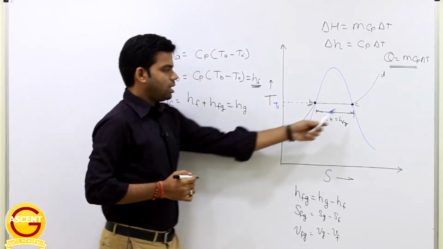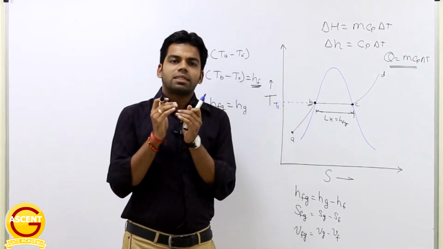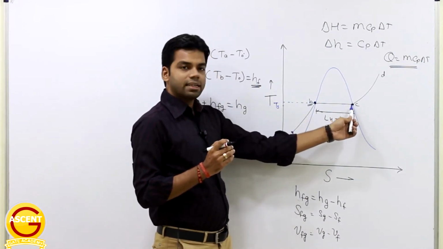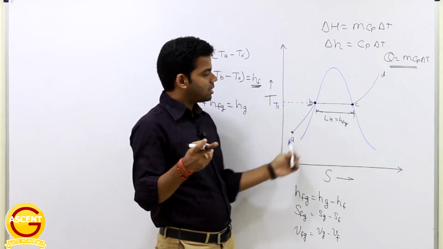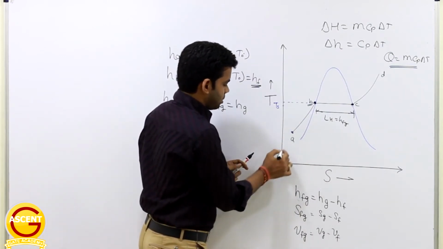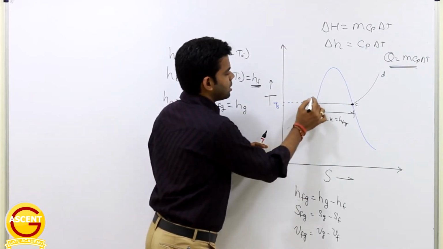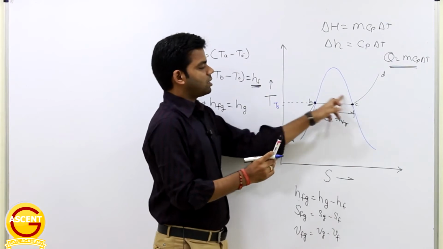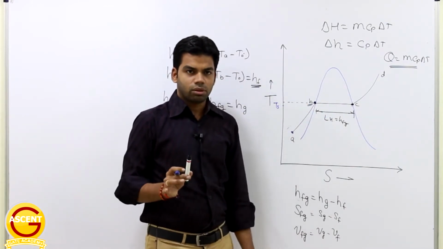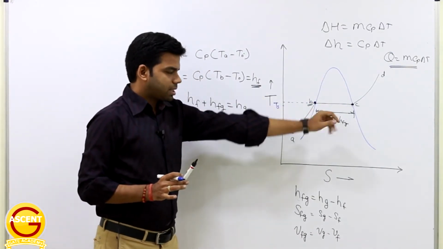So this HG is nothing but HF plus HFG, that means the amount of heat required to convert 0 degree centigrade water to 100 degree centigrade saturated steam. If I consider 0 degree centigrade here, I may not be able to show it in this figure, but if I consider from 0 degree centigrade up to point C, how much heat is required, that is nothing but enthalpy at point C. Clear or not? Okay, now this is also represented by Hg.